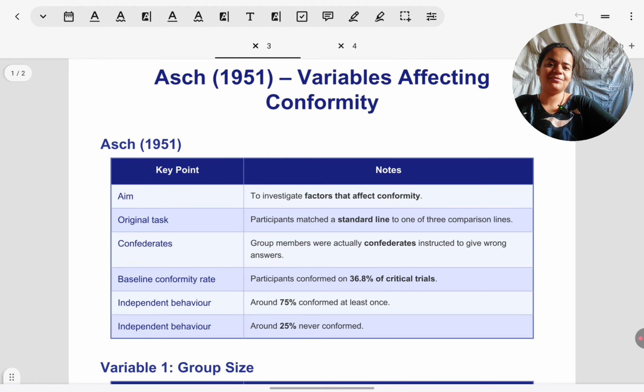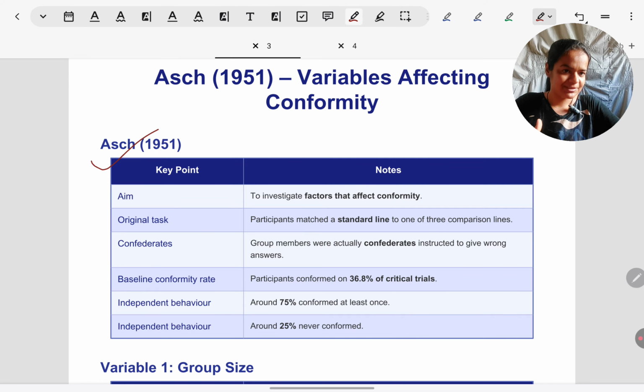Okay, let's begin with the variables affecting conformity. If you haven't watched the previous lesson, which was the first lesson in the series, definitely watch that, not only to be aligned with the curriculum, but also to understand how I'm going about these lessons.